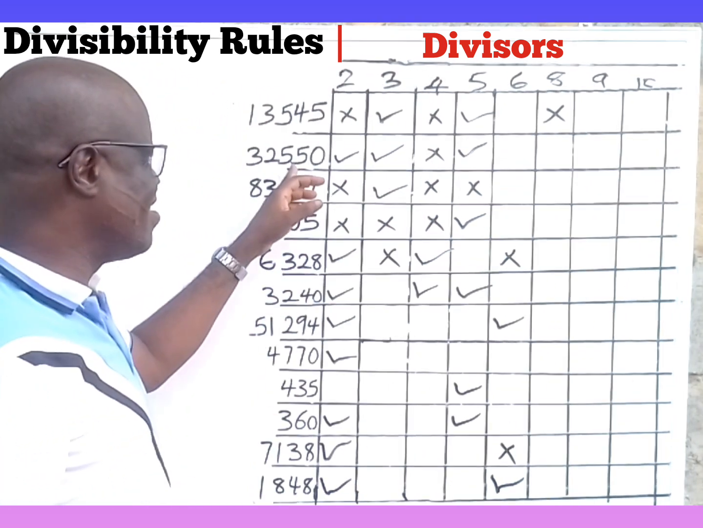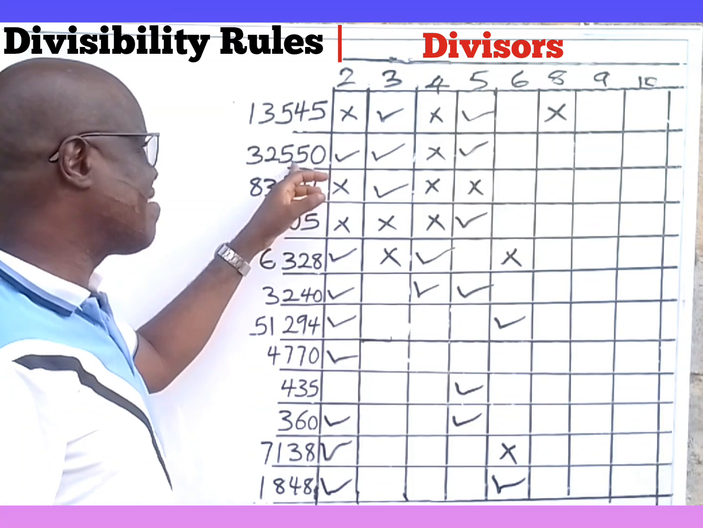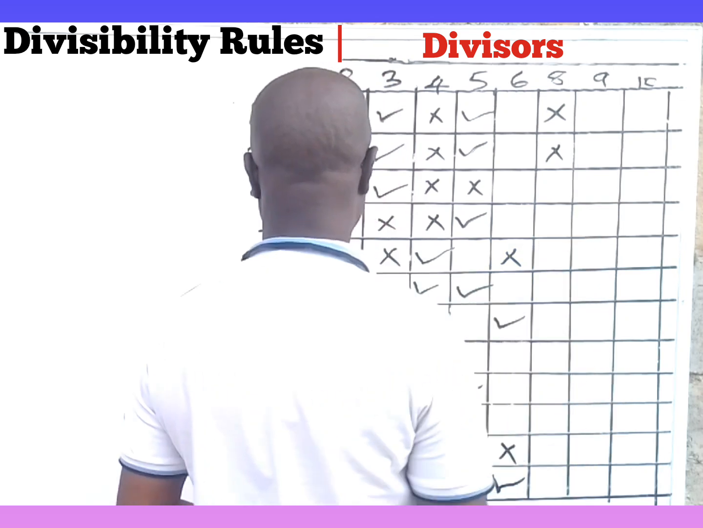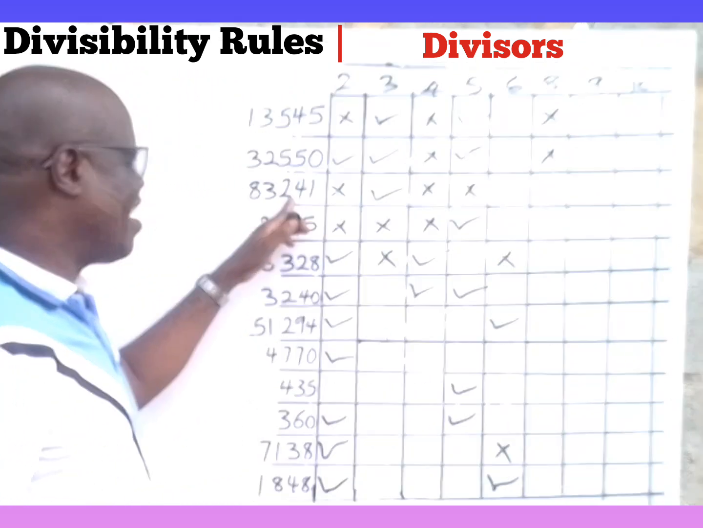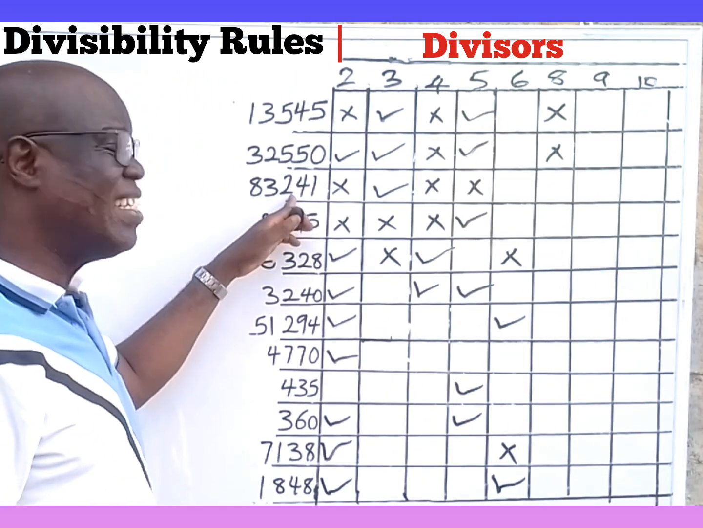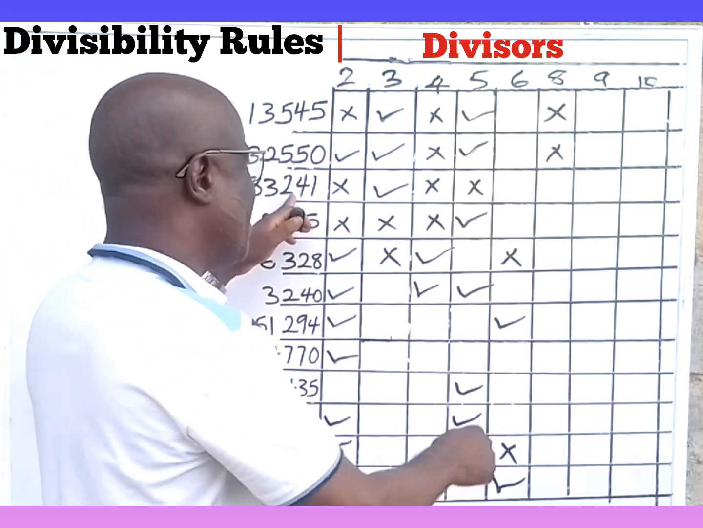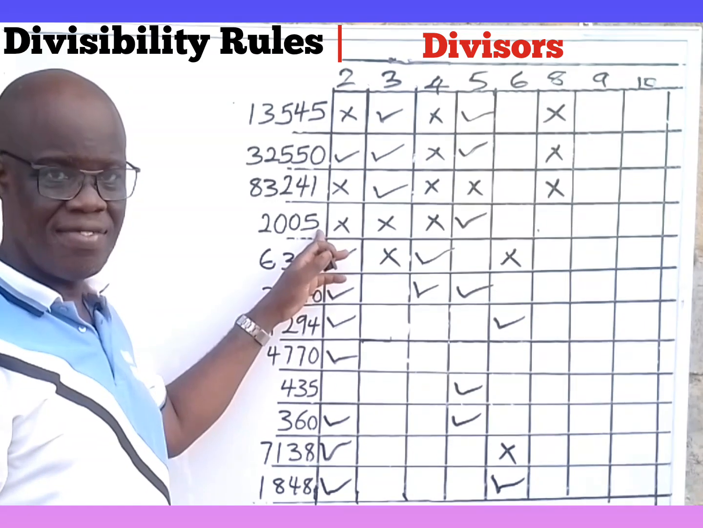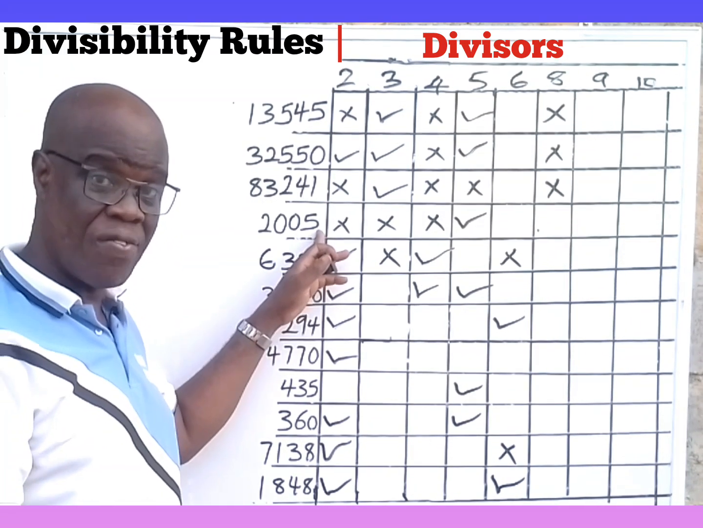Now, look at the last 3 digits here. If you divide these last 3 digits by 8, there will be remainder. Now, look at these last 3 digits here. If you divide them by 8, there will be remainder. If you divide 0, 0, 5 by 8, there will be remainder. That is 0, remainder 5.